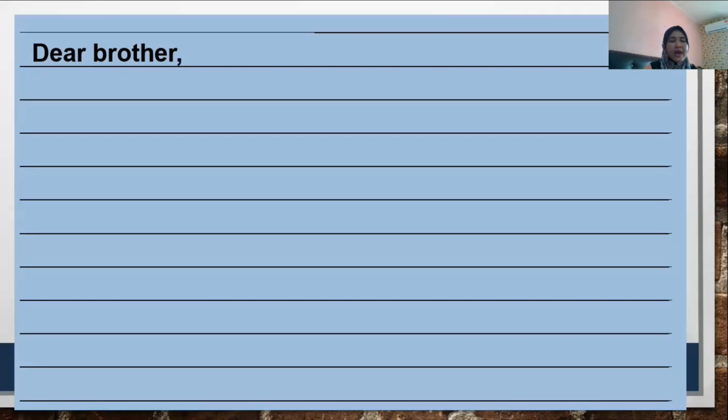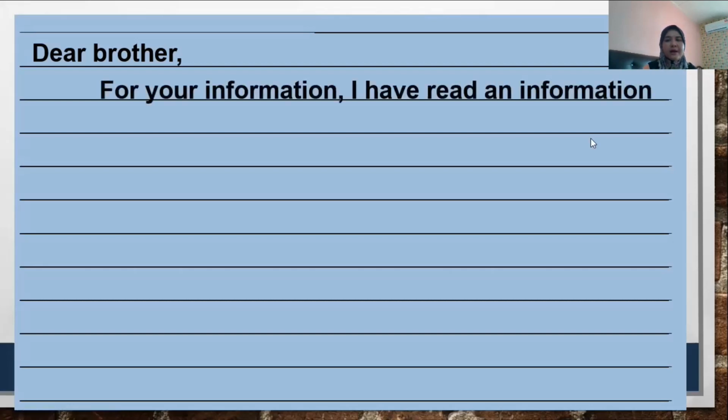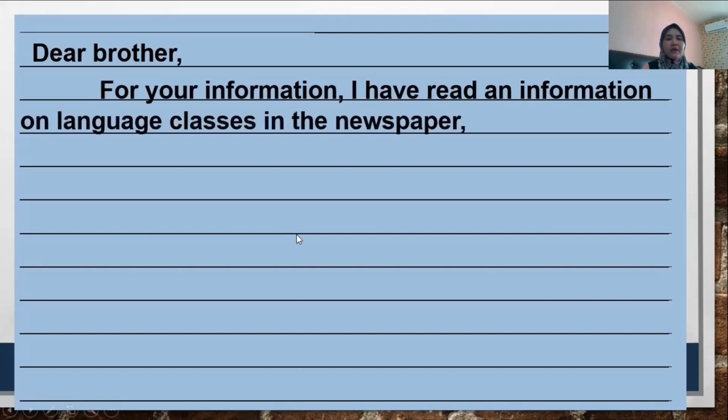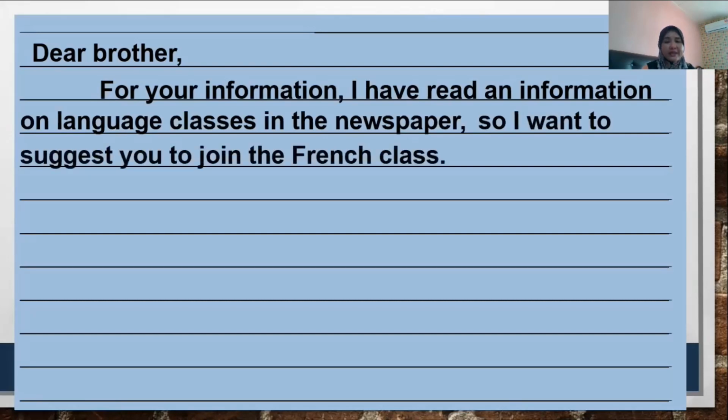Then we have the opening sentence and also the reason of writing in our first paragraph. So this is an example of my opening sentence. For your information, I have read an information on language classes in the newspaper. So this is my opening sentence. Then I will proceed with my reason of writing. I want to suggest you to join the French class. So I hope that it is clear how I have done the opening sentence and also the reason of writing.